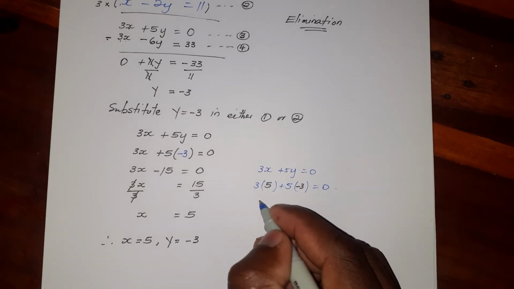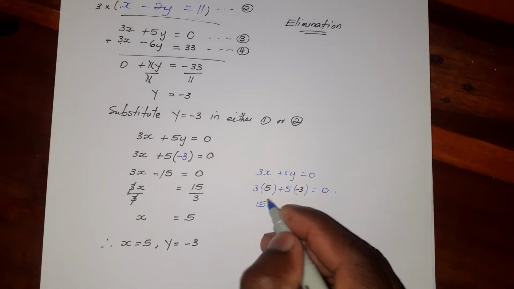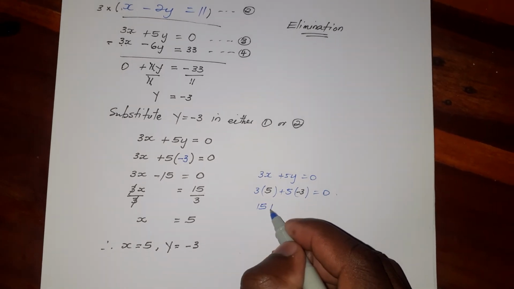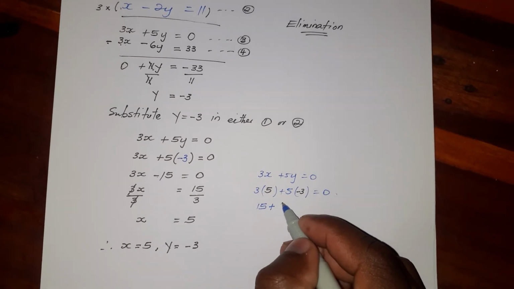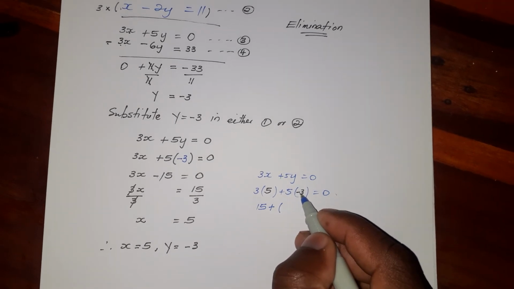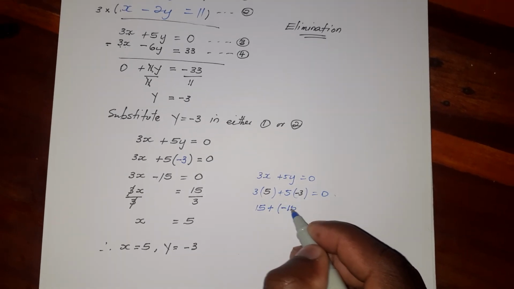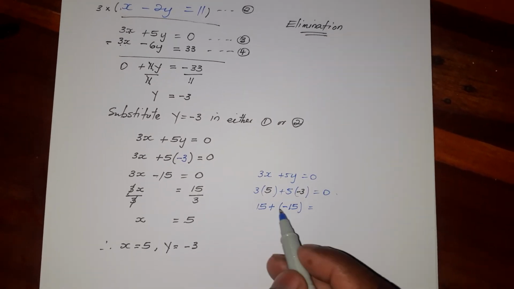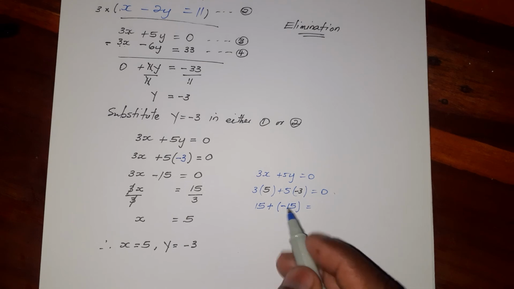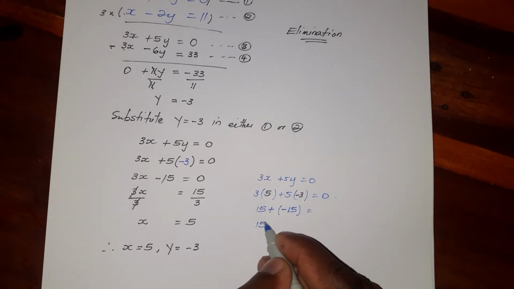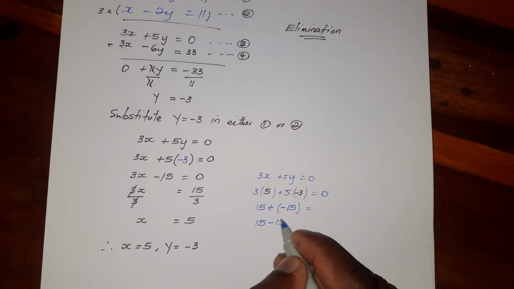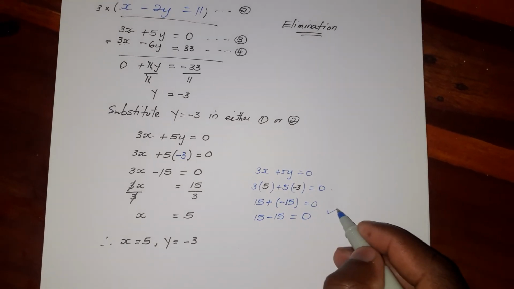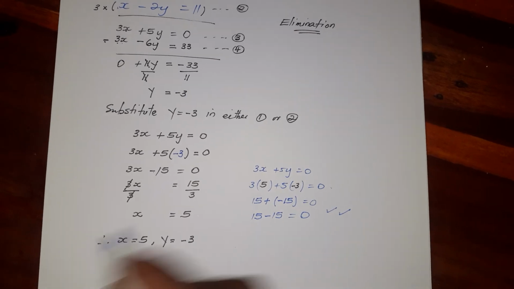3 times 5 is positive 15. Plus positive 5 times negative 3 is negative 15. Positive and negative becomes negative. Then we have 15 minus 15, which is indeed equal to 0. That is fine. That is equation number 1.